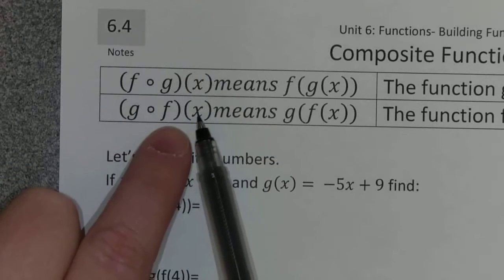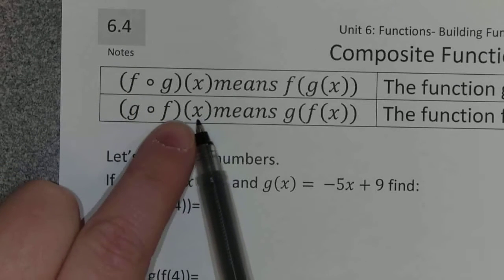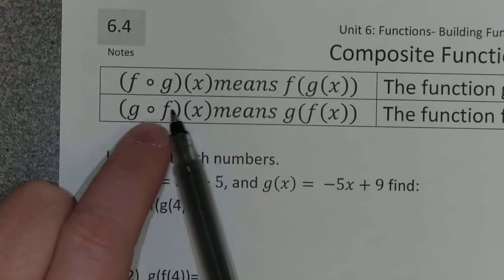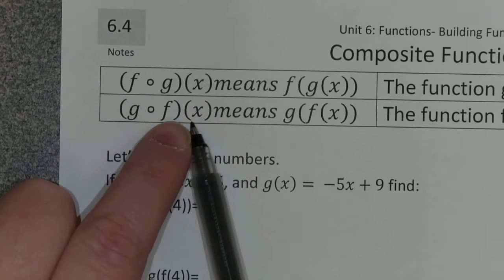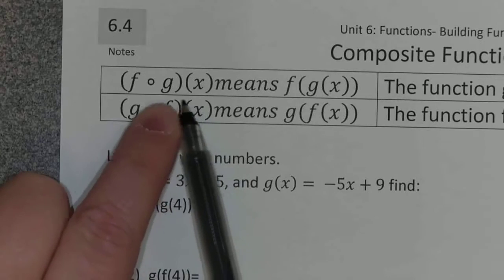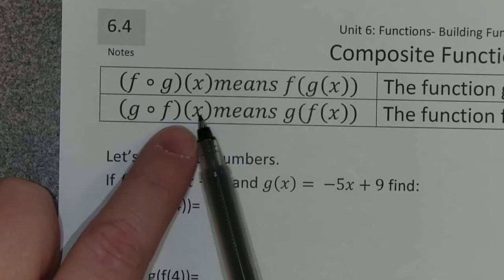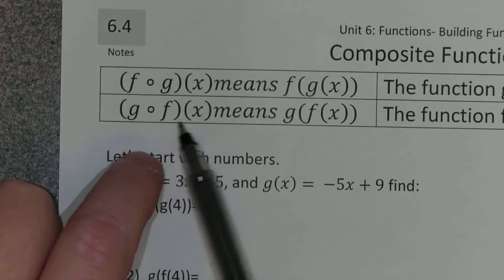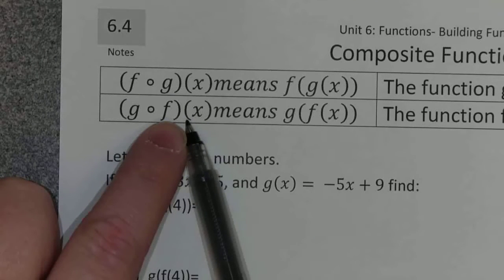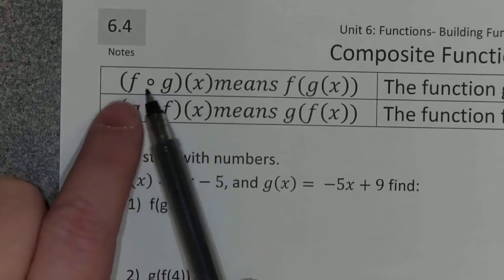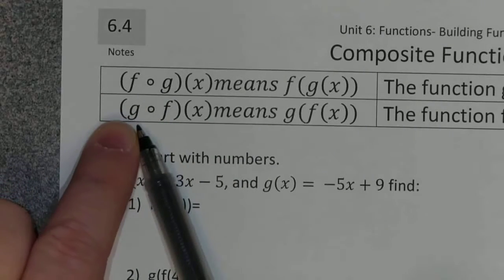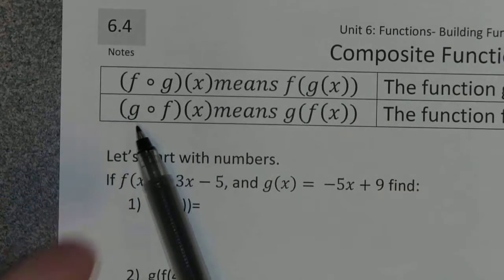Okay, so what does this one say to do? Anybody? Yeah, f first and then g. So if there's a number right here, like 2, we would put 2 into the f function. And then when we got that answer out, we would put the answer into the g function. That's how composite functions work, okay?